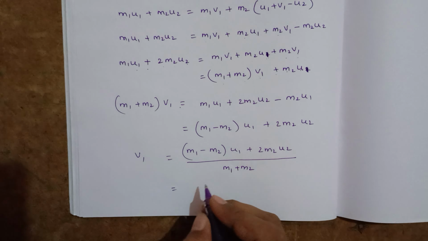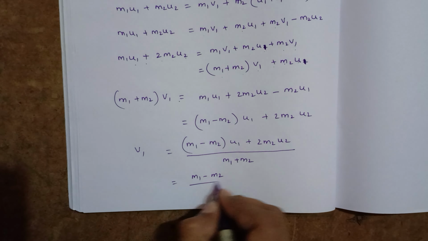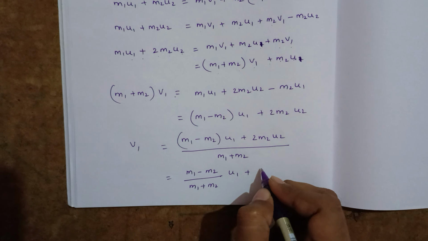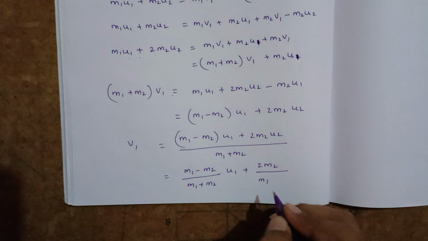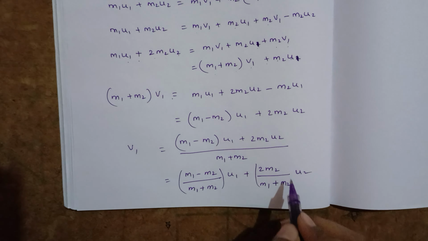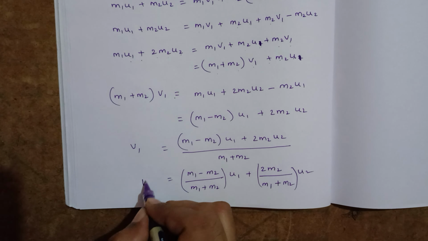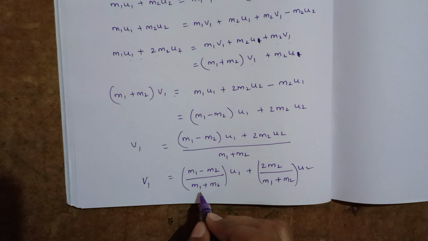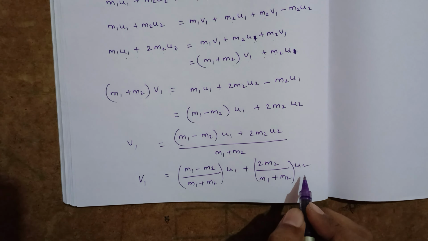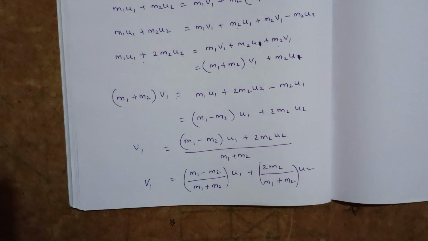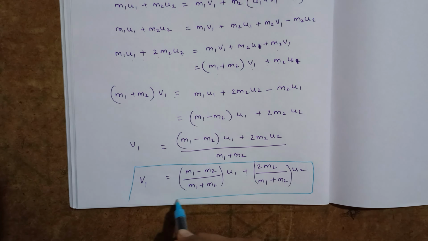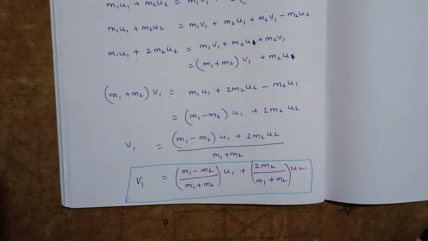So this we can write in split form: v1 equal to m1 minus m2 by m1 plus m2 into u1 plus 2m2 by m1 plus m2 into u2. This is the formula for v1. Now for v2.